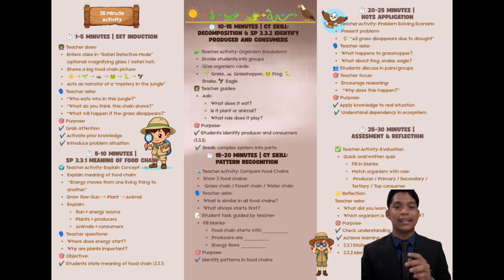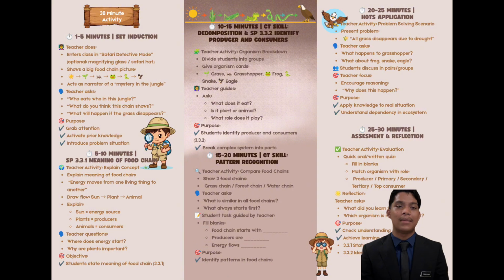Between the 20th and 25th minute, students apply higher order thinking skills, HOTS, through a real-life problem-solving scenario. I ask them to imagine that all the grasshoppers disappear from the food chain. They discuss the impact on the frog, snake, and eagle, and why this change occurs. This activity encourages students to understand that every organism plays an important role in maintaining ecosystem balance.